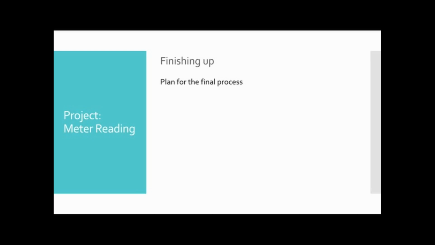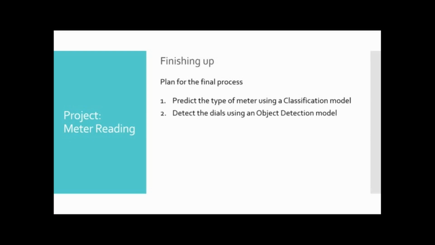My plan was to put the pieces all together at the very end. I was going to predict the type of meter. Since I'd had really good success with the model I had built with just my random pile of data, I felt pretty confident that I could build a model that could identify between different types of meters, and that could be my first diverging point on deciding which model it needs to go to for more detailed analysis.